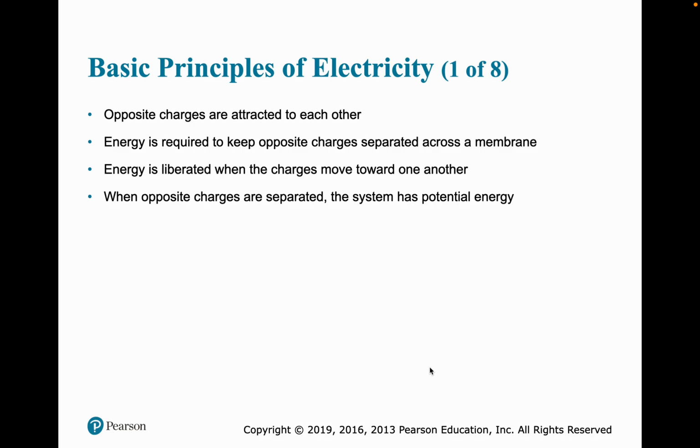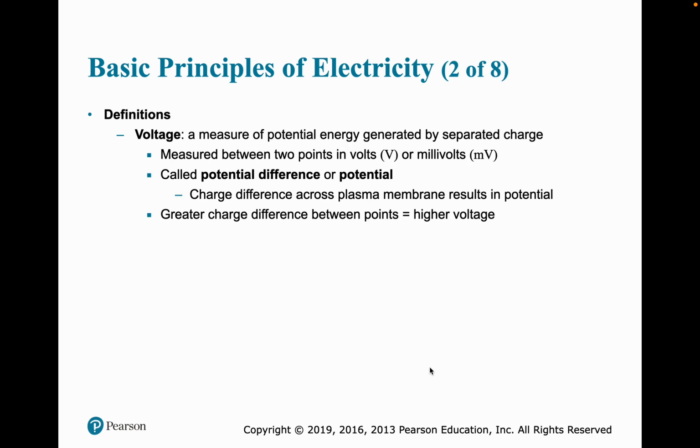So again, opposite charges attract each other. We know that from physics. We know that from just knowing it. And if we want to keep charges apart, it's going to require energy. If you don't let them go together, you have to use energy to keep them apart. But the other side of that coin is that when you do let them move towards one another, you release energy, so we can use that energy. So when opposite charges are in a separated situation, as they are in the case of cells on the other side of the membrane, we have potential energy.